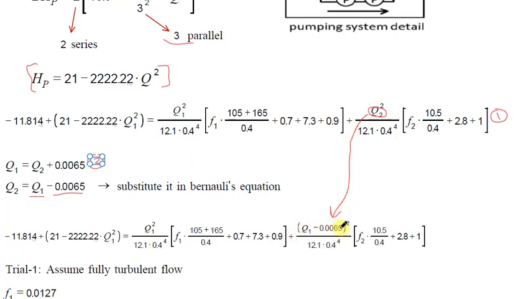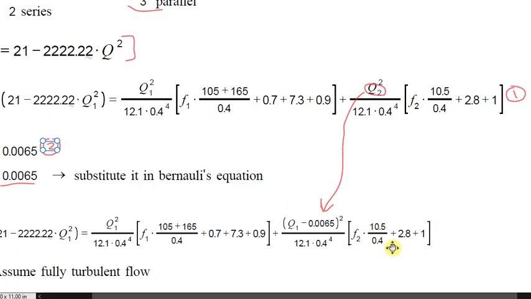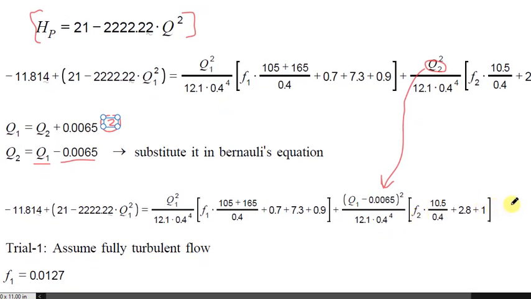And be careful with the brackets. The square here is on the bracket itself. So how can you solve this equation? Now, first equation it was. How we can solve it is just a type 2 problem. It's totally a type 2 problem with discharge unknown.